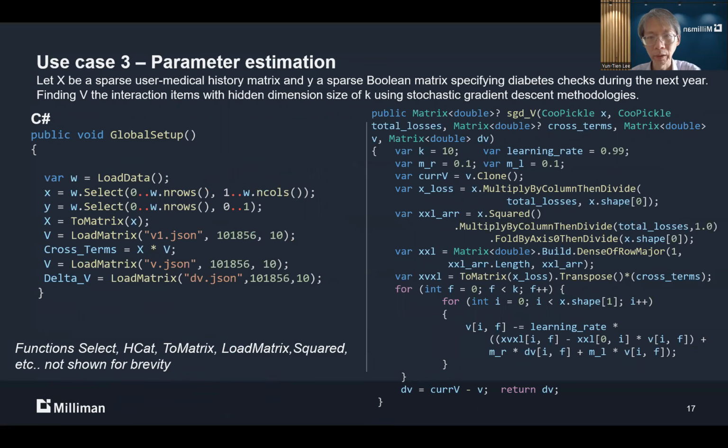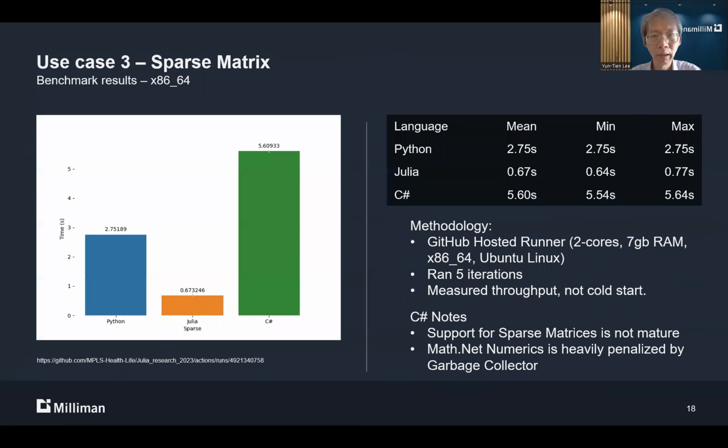And then in C#, we did the same thing, but it seems like a lot of code and also a lot of libraries have to be written ourselves in order to achieve the same functionality. For the results, we still use the same standardized machine on GitHub Actions, and Julia also outperforms other languages.